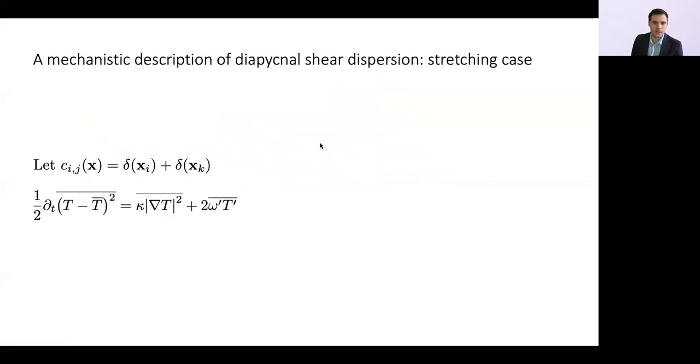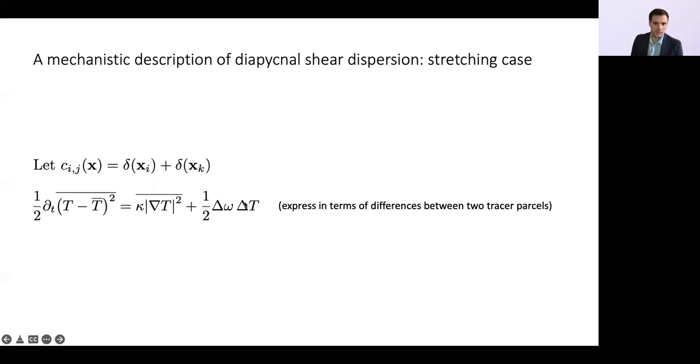So to try and understand this shear dispersion effect a bit more, I want to go through two illustrative cases. It's simplest to think about a tracer cloud, which is just two isolated particles of tracer that make up the cloud. If we use these delta functions in two different locations, we can actually evaluate this term analytically. And so the shear dispersion effect just becomes the product of the difference in buoyancy velocity of the two particles and the difference in temperature.